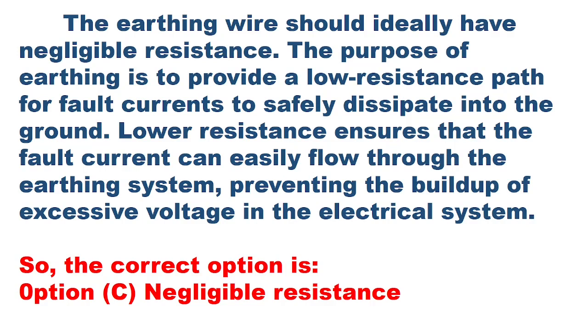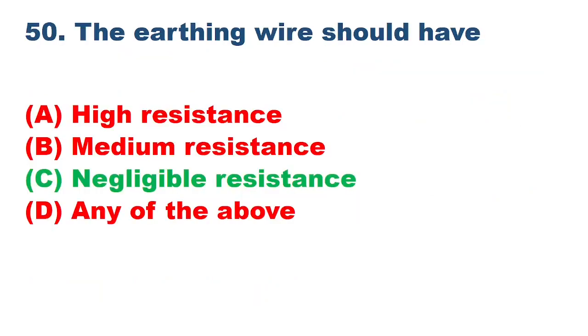The purpose of earthing is to provide a low resistance path for fault currents to safely dissipate into the ground. Lower resistance ensures that a fault current can easily flow through the earthing system, preventing the buildup of excessive voltage in the electrical system. So the correct option is option C, that is negligible resistance. So here we can see the earthing wire should have negligible resistance, option C is the right answer.